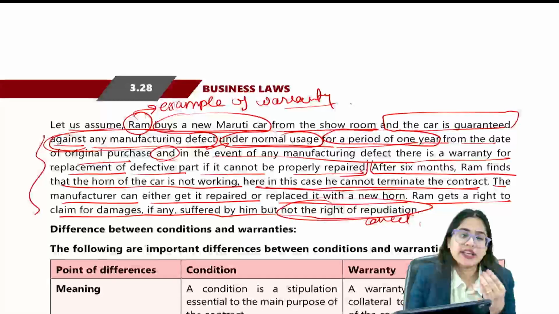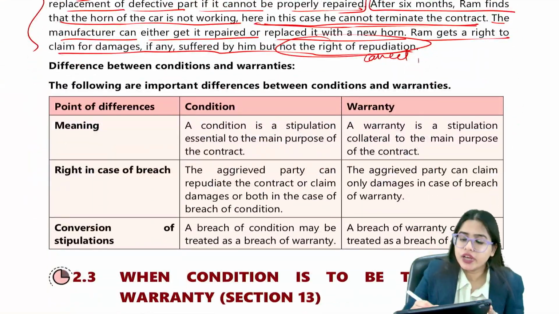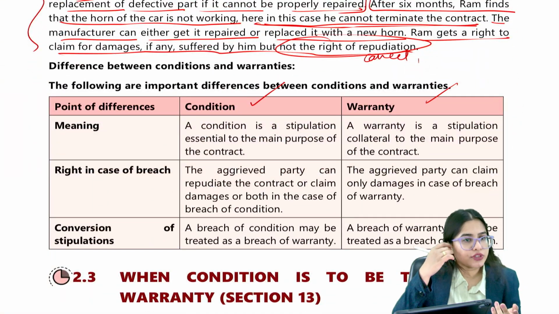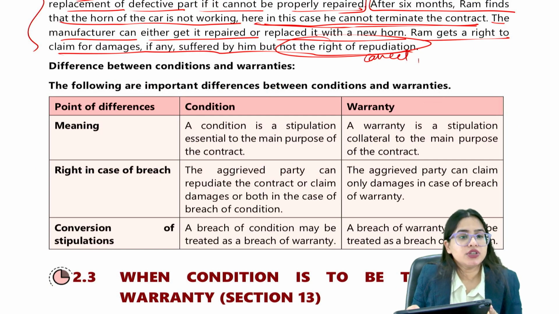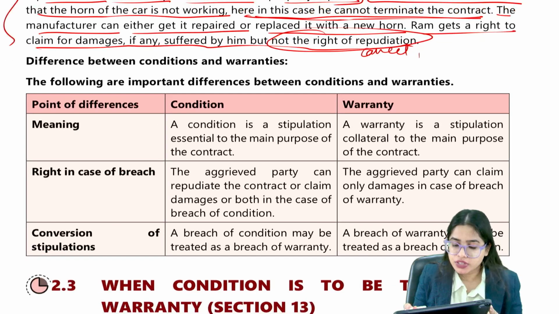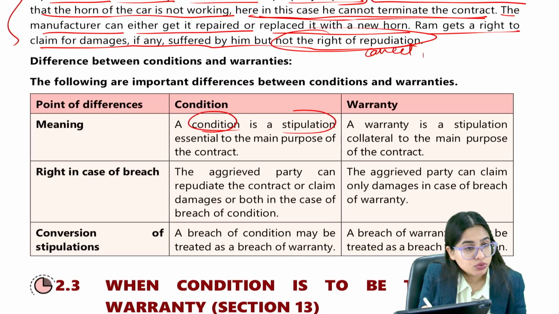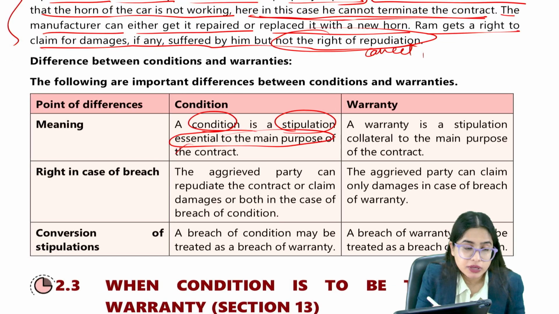Are you understanding, guys, the warranty part? If you have understood now, it will be very easy for you to do the difference between the condition and the warranty. Two differences are given. What is the difference between condition and warranty? Conditions are those stipulations which are essential for the main purpose of the contract.